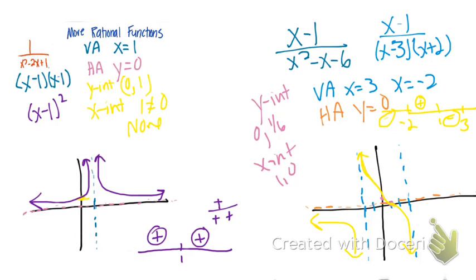And then finally, this last section, if I pick a number bigger than 3, a number to the right of 3, like 10, that would give me a positive divided by a positive times a positive. So everything there would be positive. So there's my rational function.